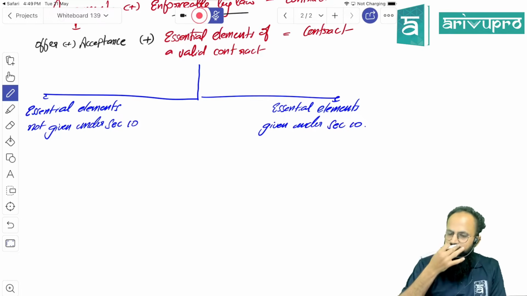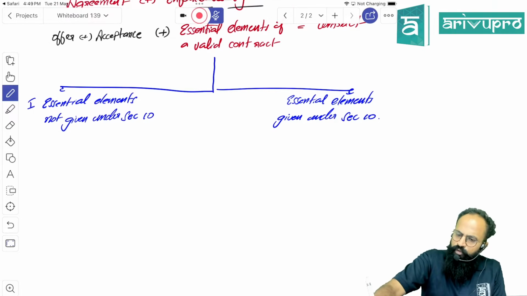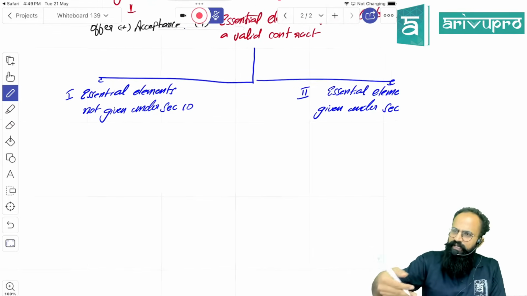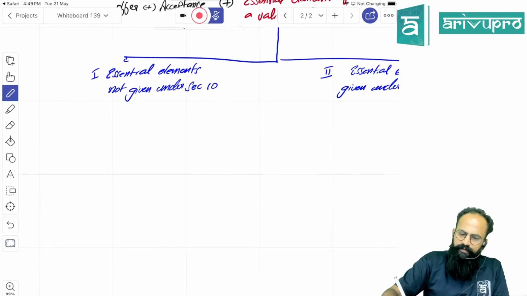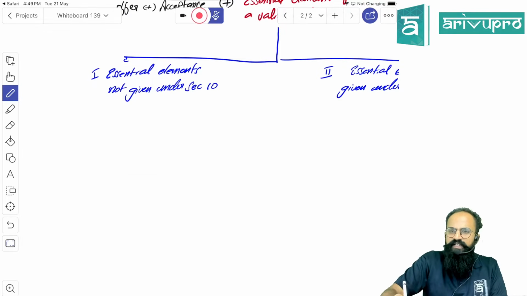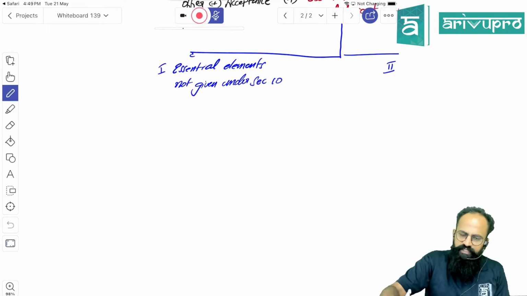Done now? Yes. Now you guys can classify this into two different topics. I'll be writing under that only. You guys can have it as two different headings and you guys can write about it. So the first one, let us write on essential elements which is not given under section 10. Now what are those essential elements which is not given under section 10? Write down.